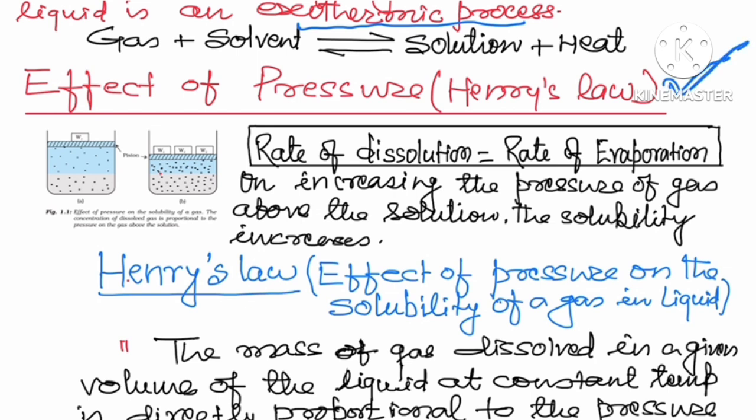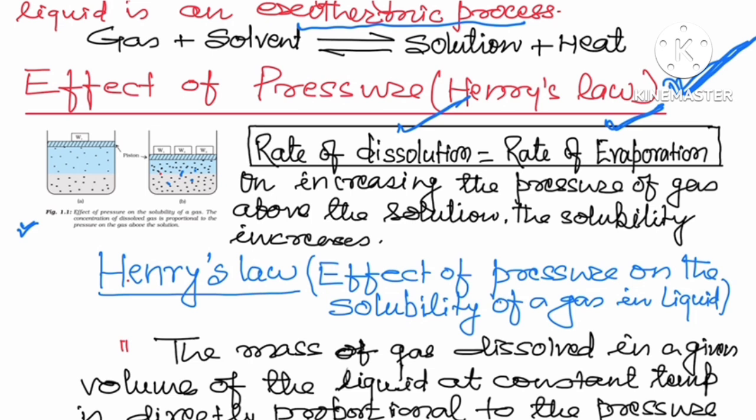Now from the graph also you can easily understand, if a graph is plotted of mole fraction versus pressure, we get a straight line graph and the slope of the graph is the Henry constant. So the partial pressure of a gas in the vapor phase is directly proportional to the mole fraction of the gas in the solution. It is the final statement of Henry's law.